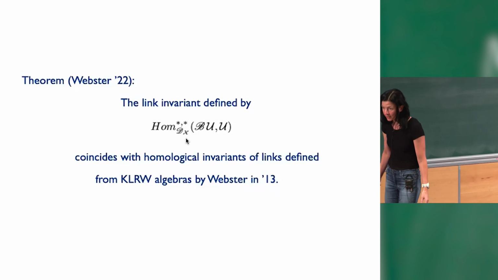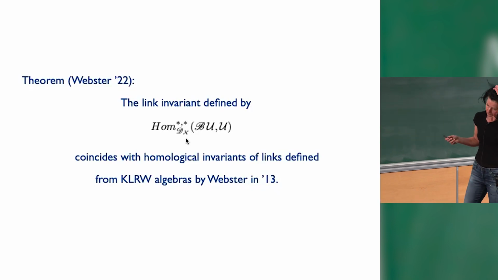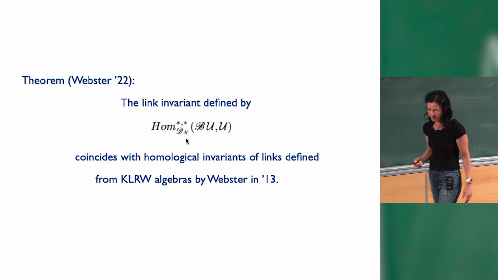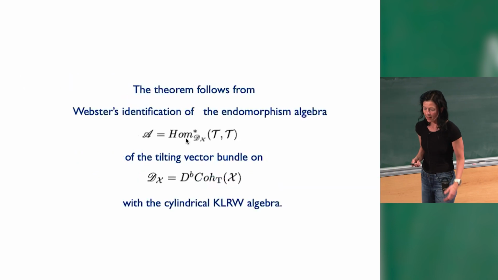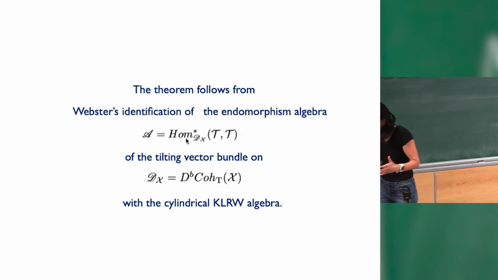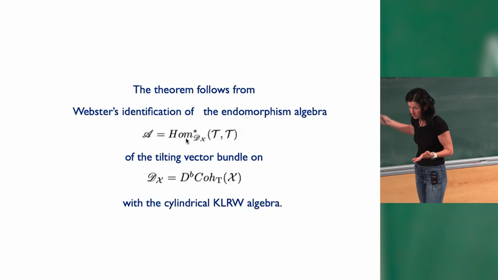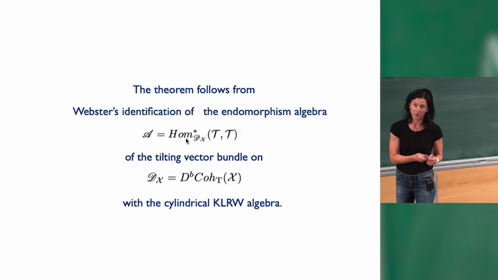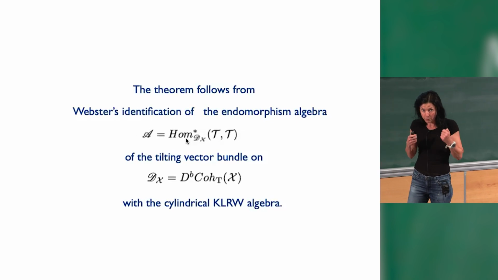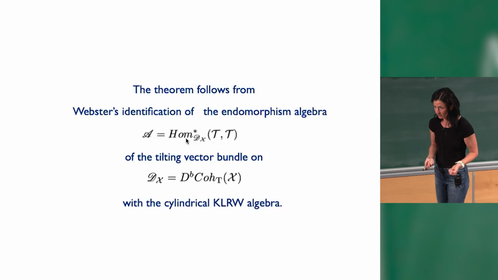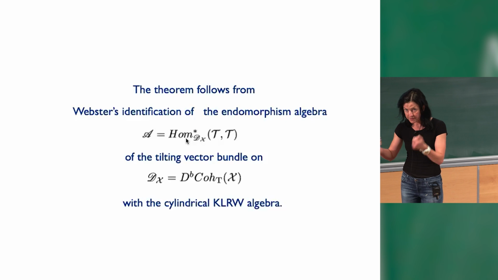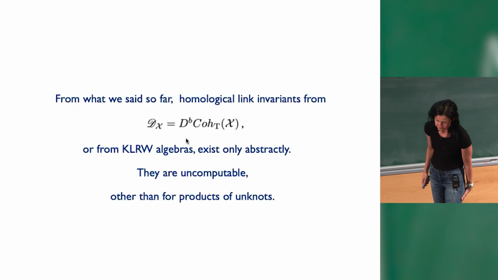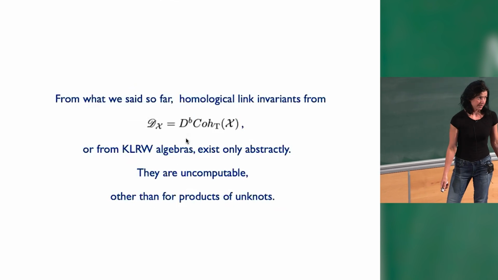Webster in 2022 proved, in fact, that link invariants that come from the B side coincide with homological link invariants that he defined from KLR algebras. And in fact, the nature of his proof is simply to show that the morphism algebra of the tilting vector bundle is the KLR algebra. Okay. So you know that you can prove on some geometric grounds that the category of B branes on the space gives you homological link invariants. And in fact, those are the same ones that come out of KLR algebras from the 2013 work of Webster. All right, so we get link invariants.